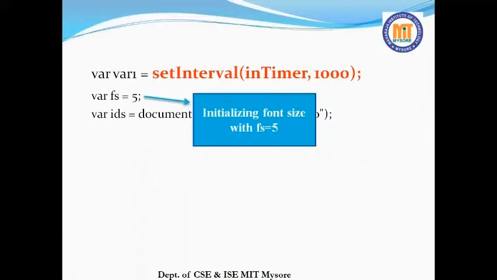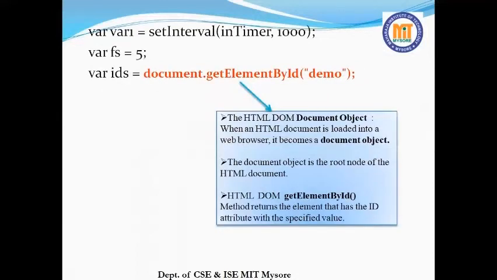Next is the second variable, that is var fs is equal to 5. In the question itself, they specified that the font size of the text should initially be 5. So I'm directly initializing fs is equal to 5. The next thing is var IDs is equal to document.getElementById of demo.